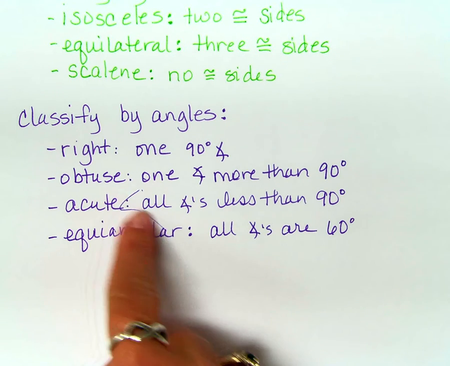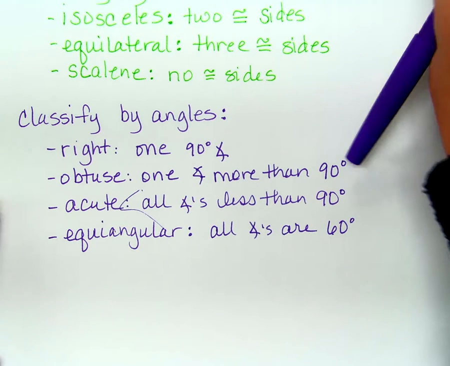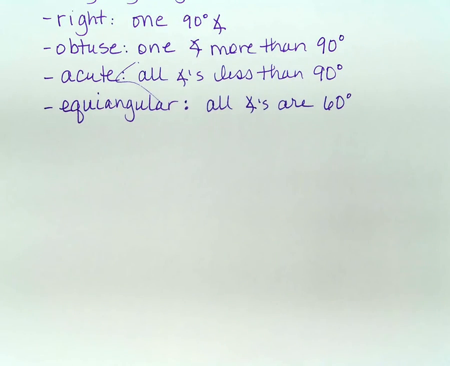Sorry about that line through the notes. I didn't mean to do that. It was an accident. Yeah, I hate whenever I do that. Okay, so far? All right, so let's try an example.